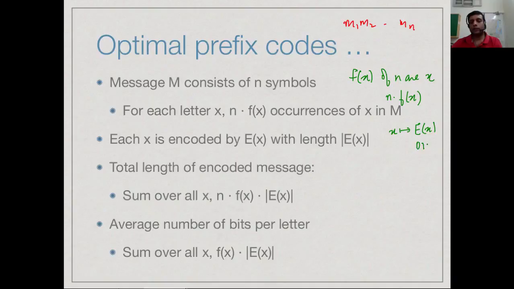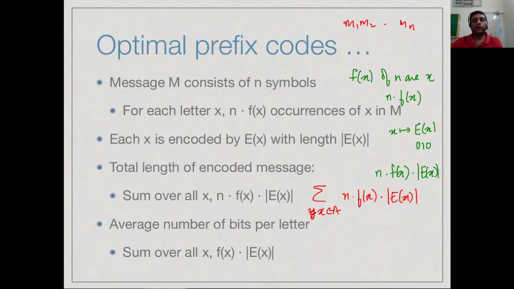So supposing it is 0, 1, 0, then each X is going to be represented by 3 bits. So n into Fx is the number of times I see X, and this into the length of this encoding is going to give me the total number of bits taken to encode all the X's in this message. Now if I do this for every letter, if I take the summation over every X in my alphabet of n times the frequency of the letter times the encoding length of that letter, this tells me how many bits I need to encode that particular letter. I add up all the letters, I'll get the total length of the encoded message.